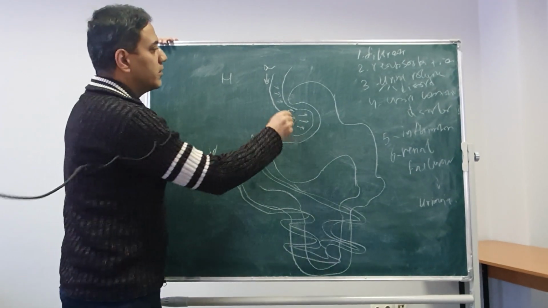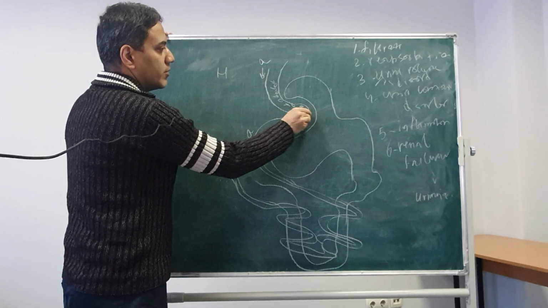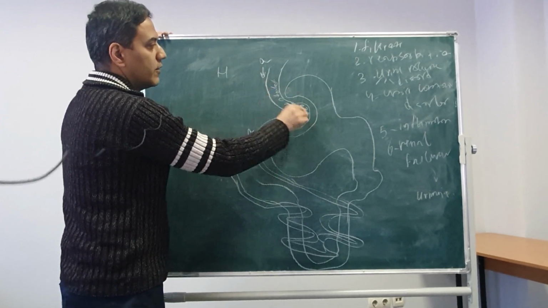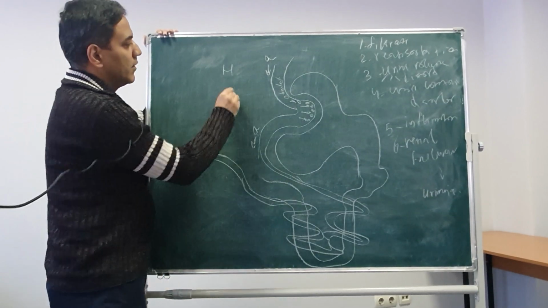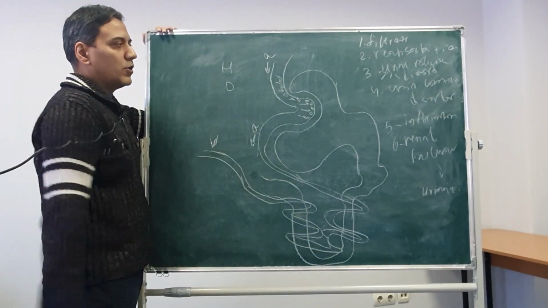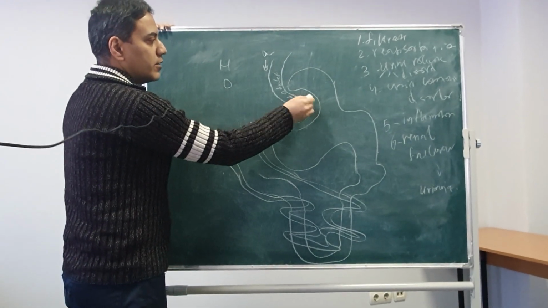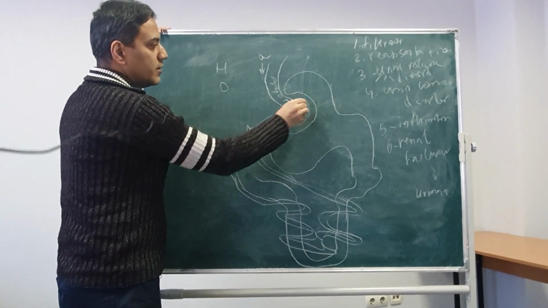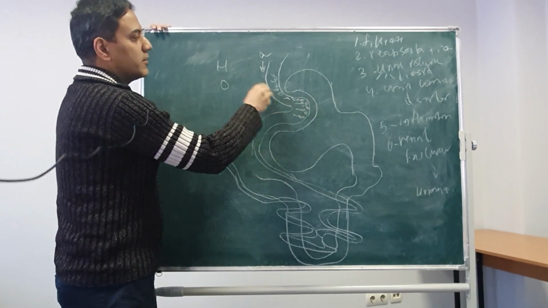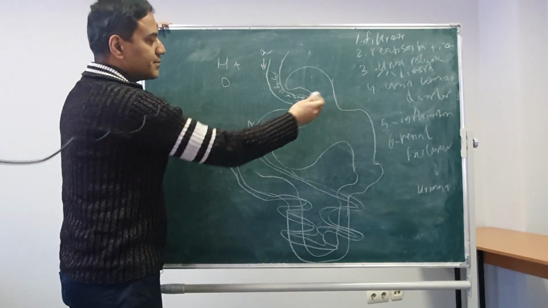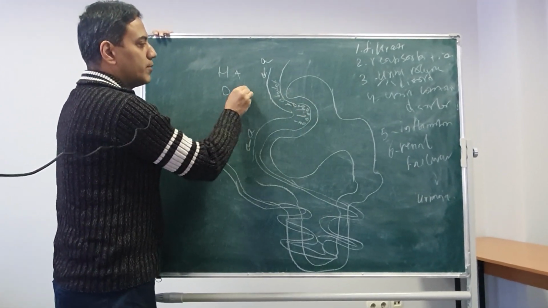Understood? Then we have proteins. Proteins here are also near the wall. These proteins create oncotic pressure. But this pressure works opposite to filtration. Hydrostatic pressure presses the wall, so it's positive for filtration. Oncotic pressure prevents filtration, so it's minus.